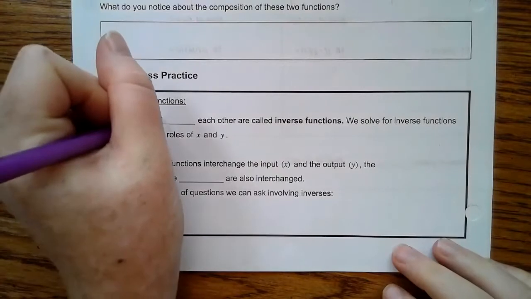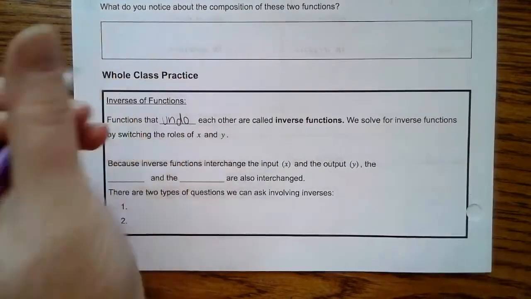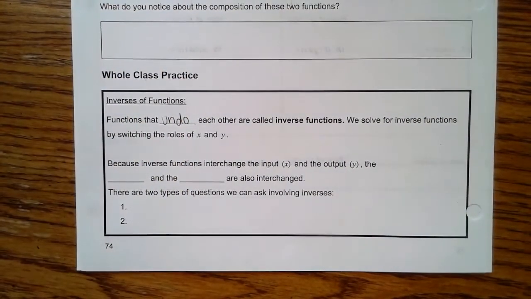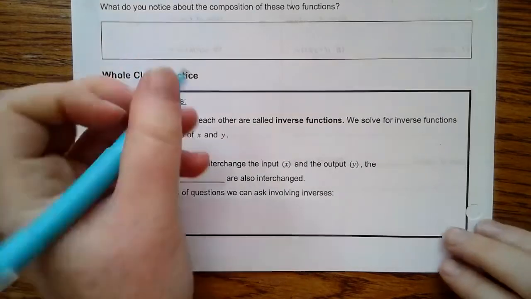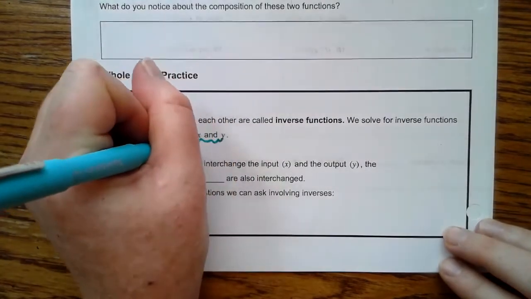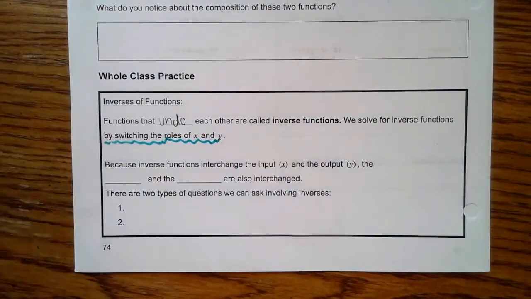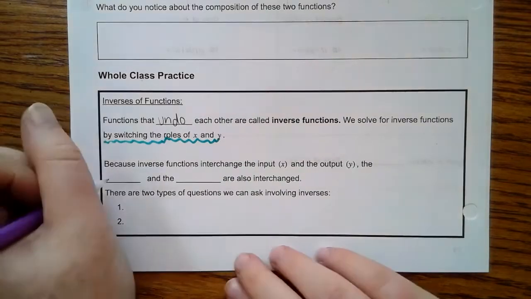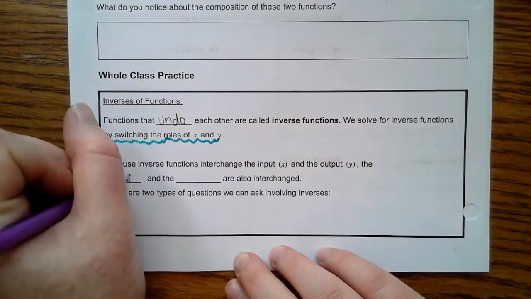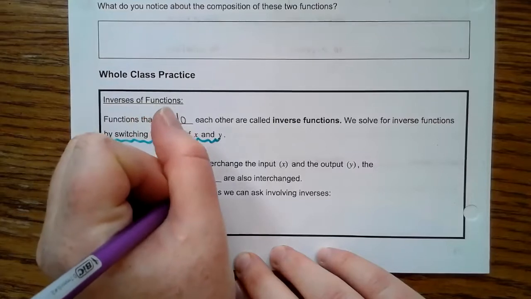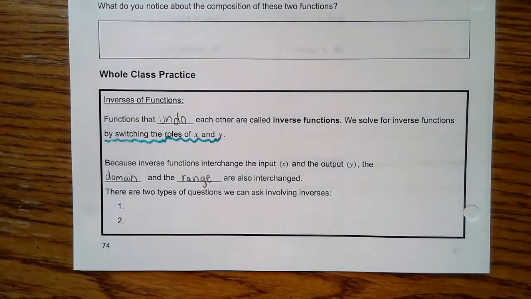Functions that undo each other are called inverse functions. So getting back to x. So in the opener, those were actually inverses. We solve for the inverse functions by switching the roles of x and y, and you will literally switch x and y in the math, you'll see that. Because inverse functions interchange the input and the output, the domain and range switch. So the domain becomes the range, and the range becomes the domain.